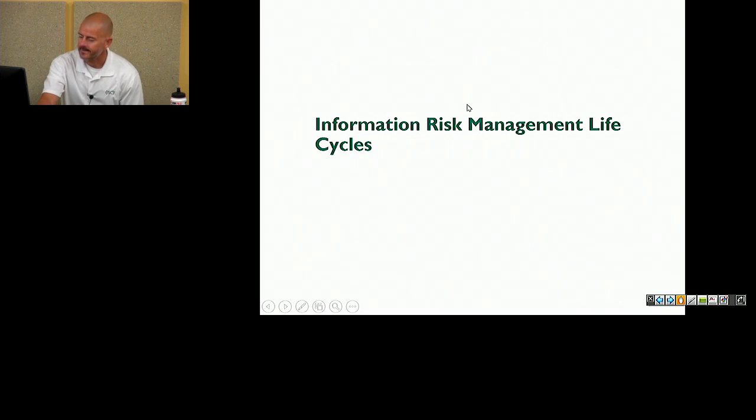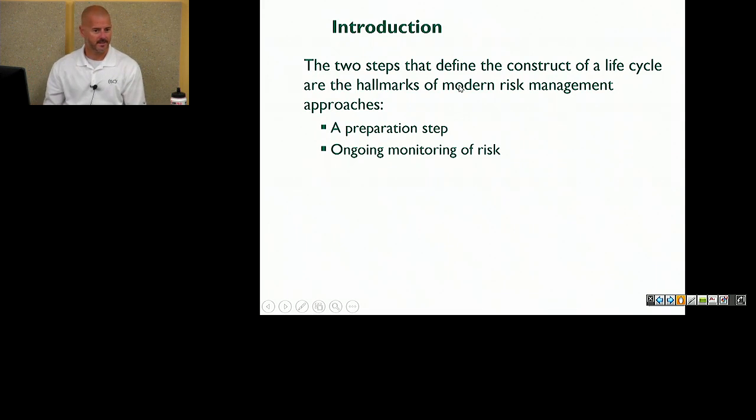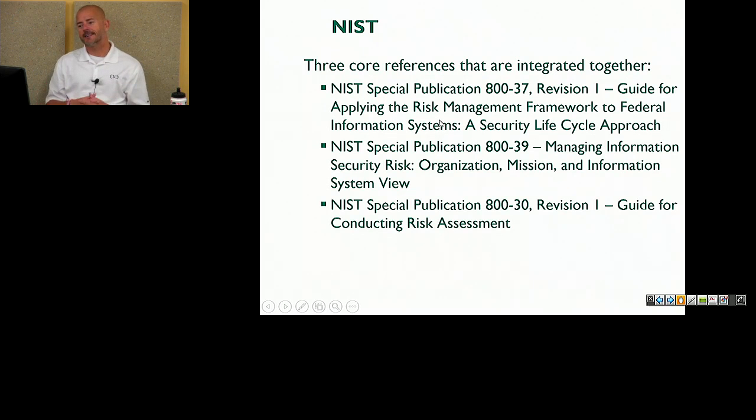Okay? All right, so now we're going to go into the information risk management life cycle. So this is the process of what we're going to incorporate within risk management. 2 steps, a preparation step and the ongoing monitoring of the risk. With that, in NIST, there are 3 documents. I would recommend that you identify these 3 documents, memorize the nomenclature, and if you get a chance, you can go out onto the internet and download all 3 of these PDFs. They are free, and they are the basis of all NIST risk management and risk assessment processes.